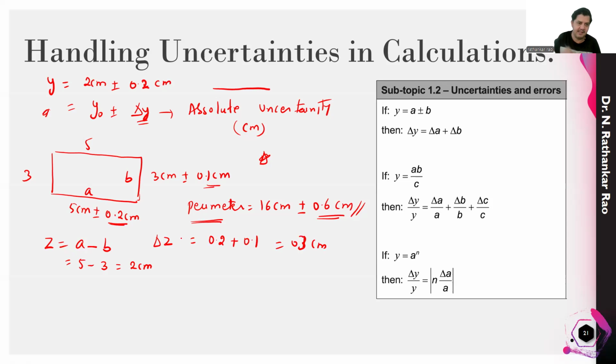Let us take up one more example. Let us say z is equal to something like 4a minus 2b. Okay, now what will happen for delta z? Now first let us find out 4a minus 2b. What is 4a into a?